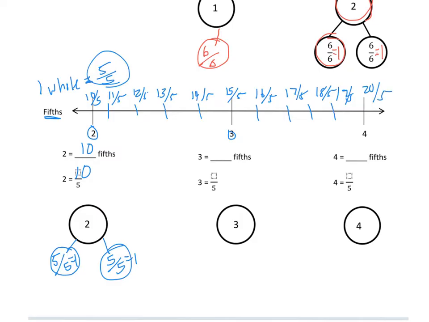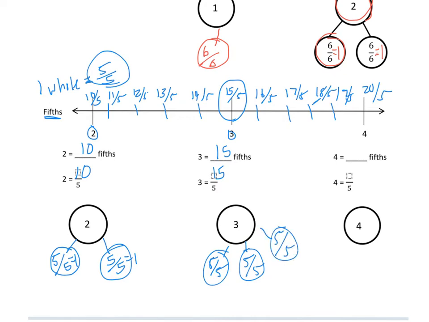You get a little sloppy in there. That one goes with that. So, if I take a look at 3, I have 15 fifths, or 15 over 5, which is 15 fifths. And now, again, 5 over 5 is equivalent to 1. So there's 1. Another 5 over 5 gets me 2. And a third 5 over 5 gets me 3.